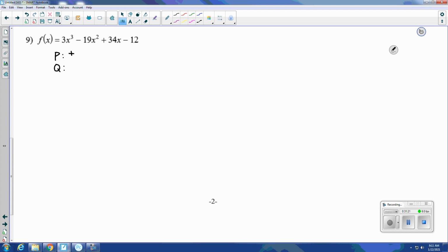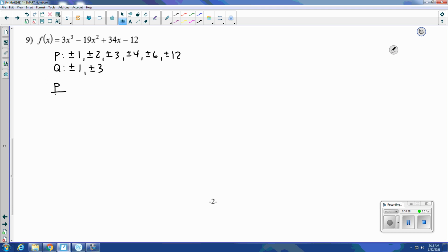Your p's: plus or minus 1, plus or minus 2, plus or minus 3, plus or minus 4, plus or minus 6, plus or minus 12. Again, those are the factors of the constant term 12. And then the q's are the factors of the leading coefficient, so plus or minus 1, plus or minus 3.